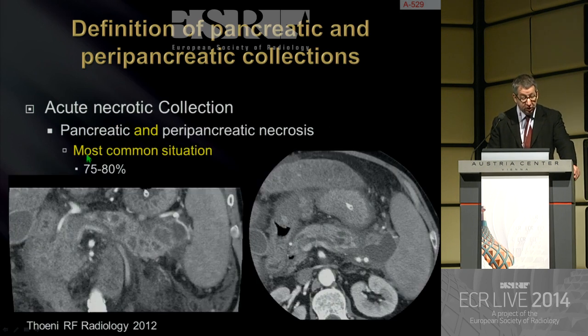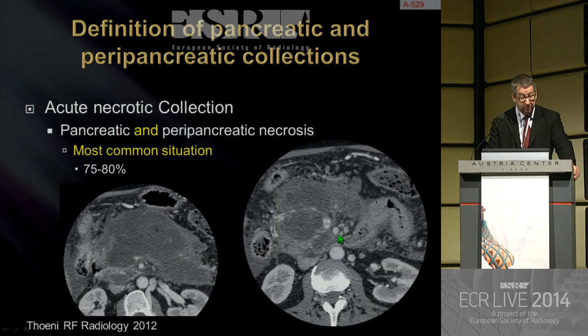So acute necrotic collection could be in both pancreatic and peripancreatic necrosis. This is the most common situation, accounting for around 75 to 80% of the cases, according to the paper from Tony. So both pancreatic, as you can see here, and peripancreatic, as you can see here, necrosis. Another example with both intrapancreatic and extrapancreatic low-density formation corresponding to acute necrotic collections.